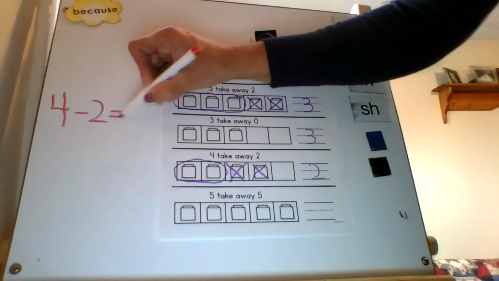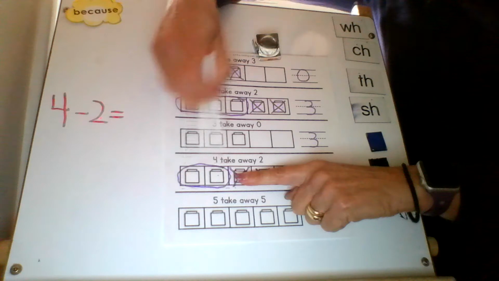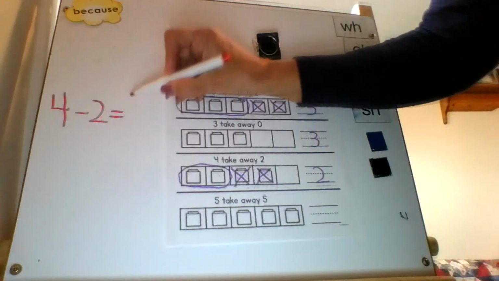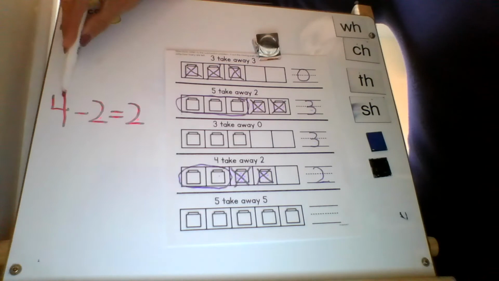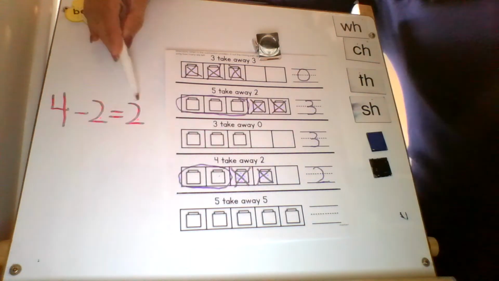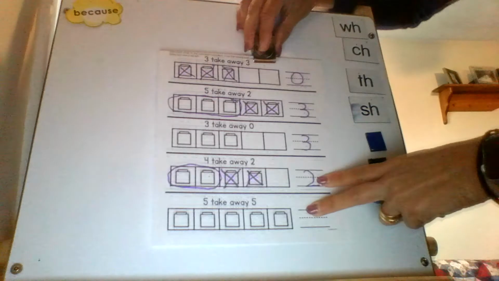And when I take 2 away from 4, I took those 2 away. How many do I still have? You're right, I still have 2. 4 minus 2 equals 2. Excellent job with subtraction. Very nice. We have one more to do on this paper. You're getting good at this.